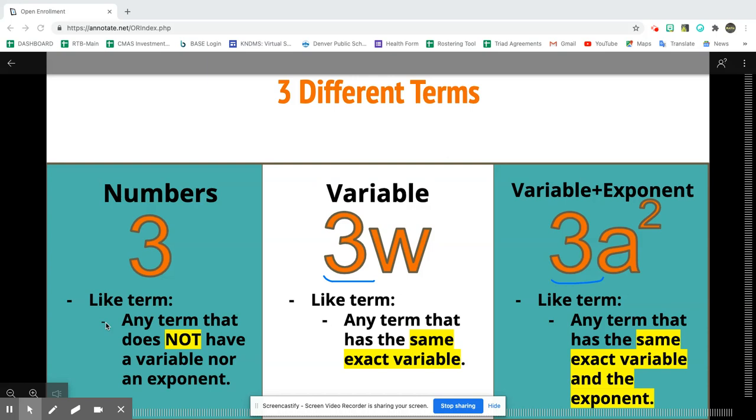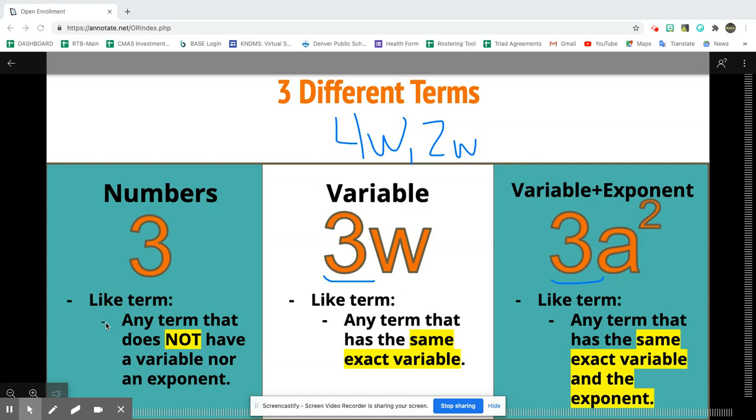As you can see here, when it comes to a term that has a coefficient, a number in front, and a variable, I need to make sure for them to be like terms that they have the same variable. So for example, 3w, for it to be considered a like term, I need to find another term that has a w as a variable. So 4w would be a like term, 2w would be a like term. Anything with the variable w will be considered a like term. Remember, we only want to focus on: are my variables the same? If they're the same, they're considered like terms.